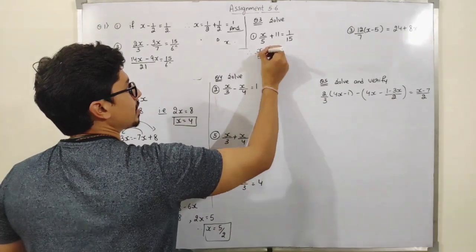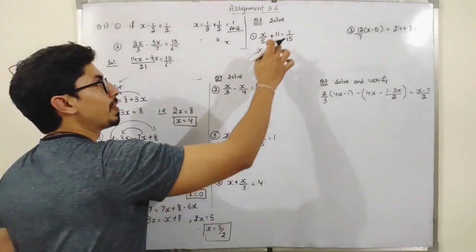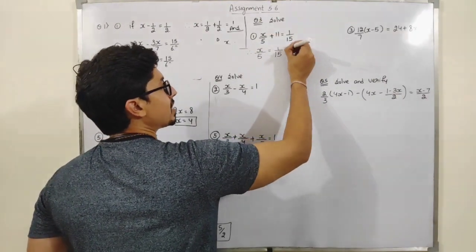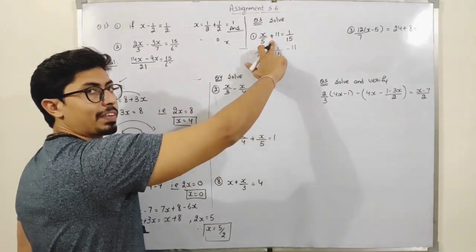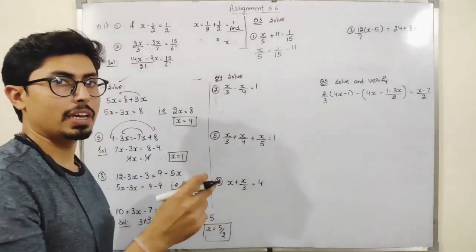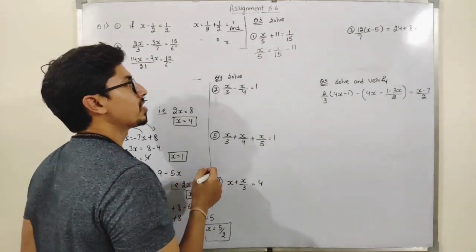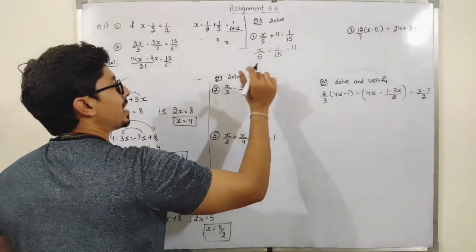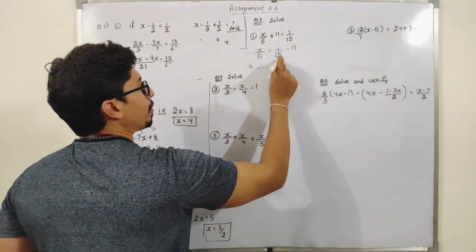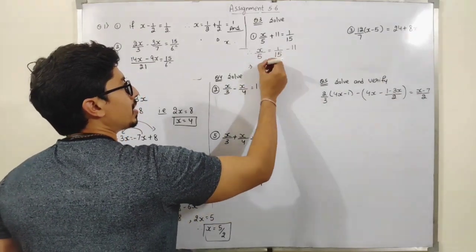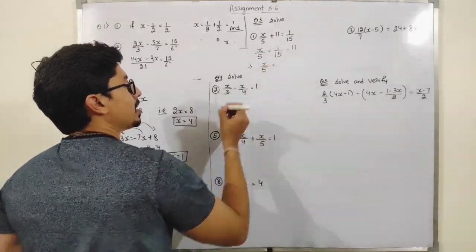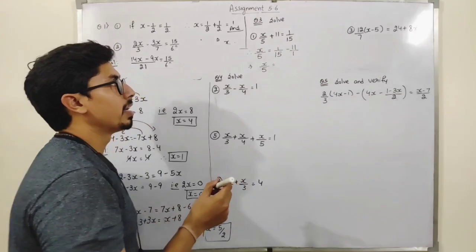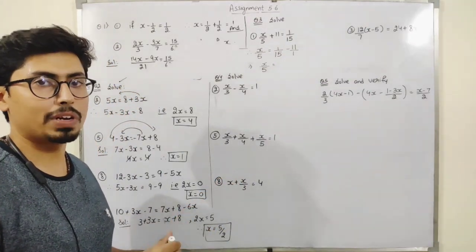X by 5 as it is. See, this 1 by 15, if I write as it is, 11 is positive on the left hand side, when it goes to the right hand side, it will be negative because it will change the sign. Now students, just take LCM. So x by 5 as it is. Now if I take LCM students, see, 11 I can write as 11 by 1, because 11 by 1 is also 11.